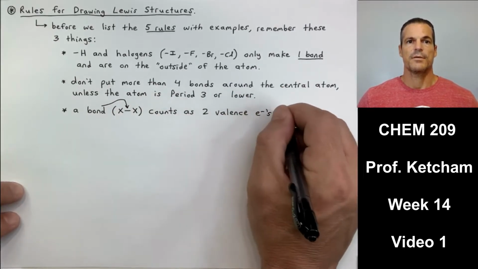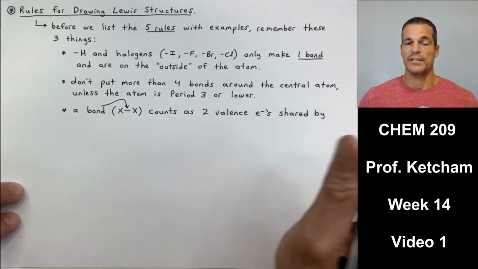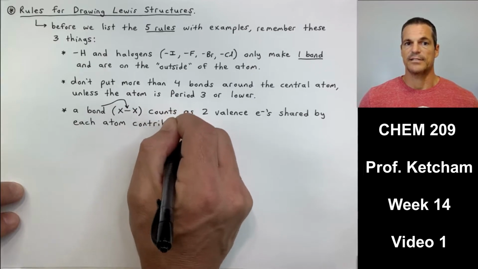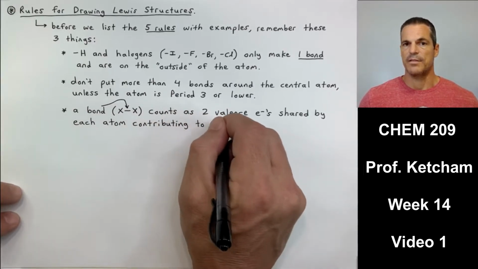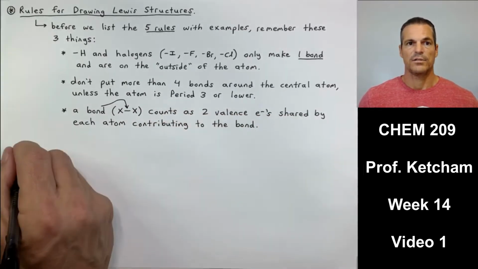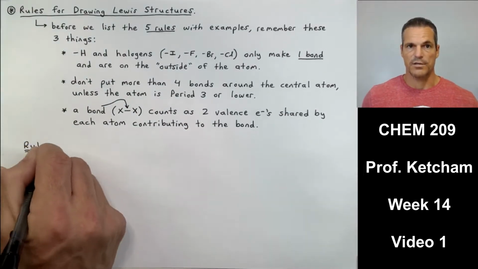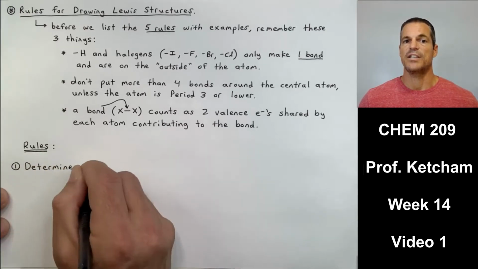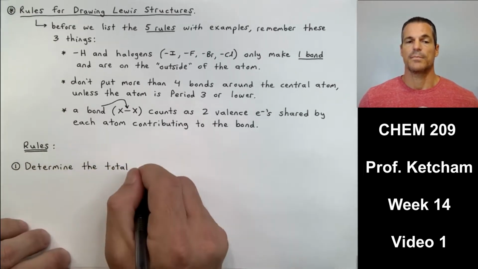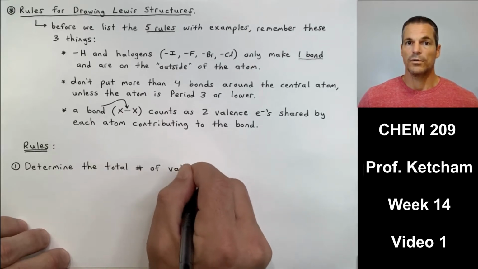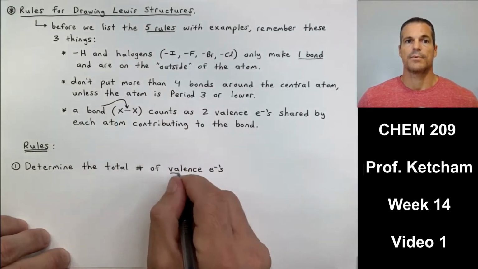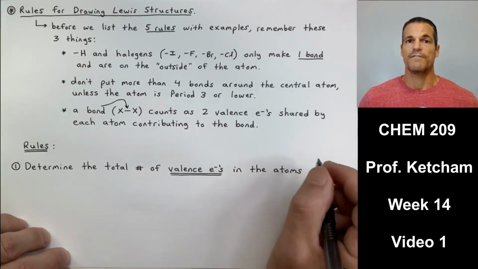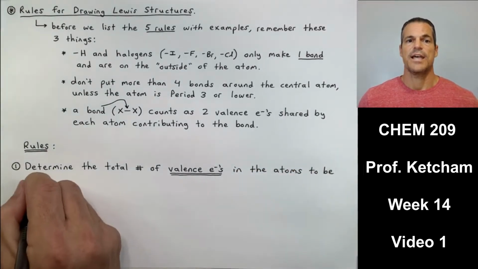All right, the third bullet point to remember before we get into the rules, a bond, and I got an example bond there, X dash X. That dash, by the way, is a covalent bond. Lewis structures are drawn for covalent molecules, not ionic, and they count as 2 valence electrons shared by each atom contributing to the bond. All right, so here are the rules with examples as we go. We got 5 rules. Rule number 1, determine the total number of valence electrons in the atoms to be combined.